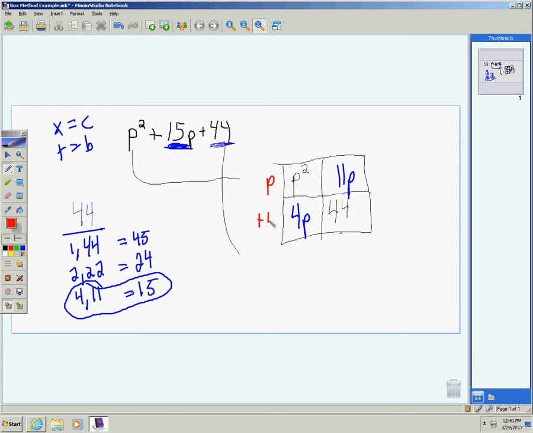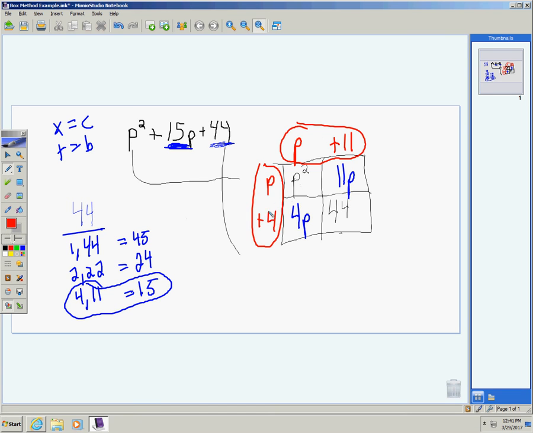And then we factor up as well. P squared and 4p, I can take a p out of both of those. 11p and 44, I can take out a positive 11 from each of those. And notice, this is exactly around the outside what we started with when we were using the box method before. So now we're just working backwards.